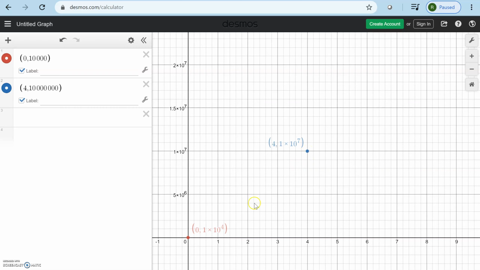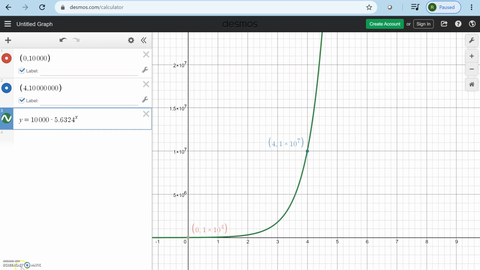I've plotted each of these points using some graphing software, desmos.com, which is freely available to you. So it's a great tool, as well as GeoGebra. You could also confirm in Excel. And what I'm going to do is graph the equation that we use to describe this population growth and observe what happens.